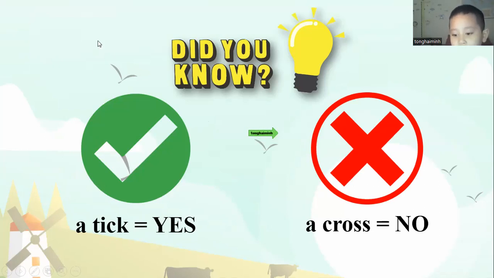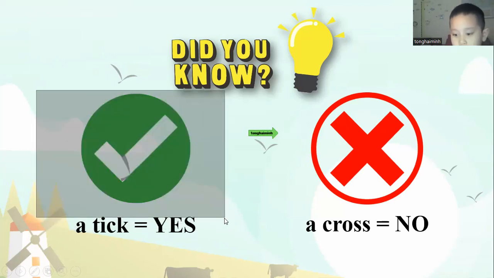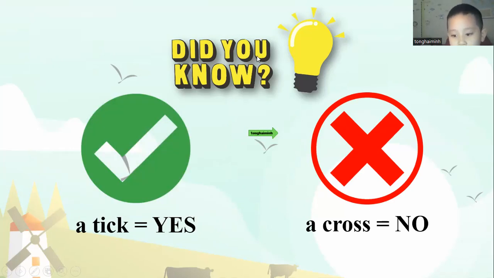So what is a tick? Can you please write tick? What does a tick mean? A tick means yes. Konang. What is konang in English? Sunny. Okay, thanks for sharing. Today is sunny. Is that right? Yes.